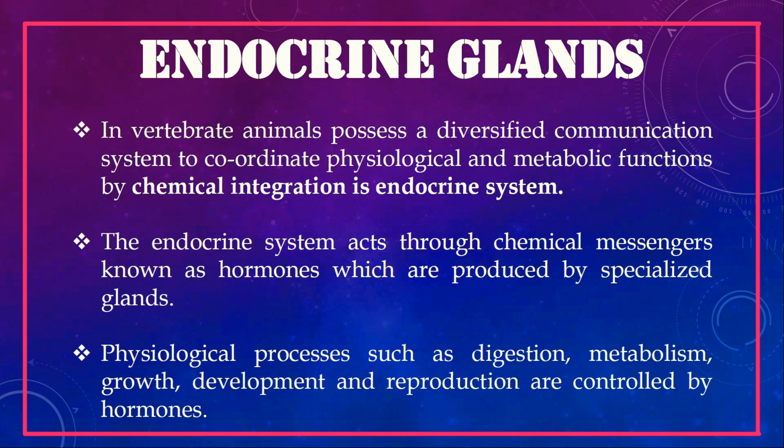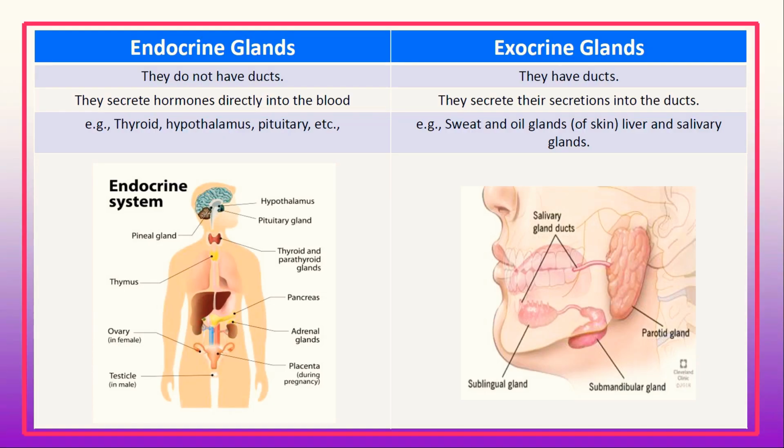The endocrine system acts through chemical messengers, and these messengers are called hormones. They are produced by the special cells of the glands. The physiological processes such as digestion, metabolism, growth, development and reproduction are all controlled by these hormones. So what are hormones? Hormones are the chemical substances that are produced by the endocrine glands that help regulate and control the physiological as well as the metabolic functions of the body in the vertebrate animals, including human beings.